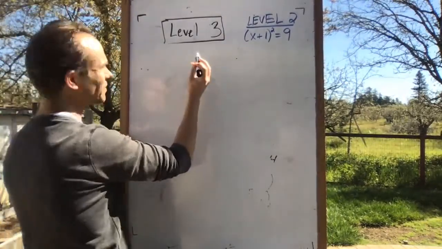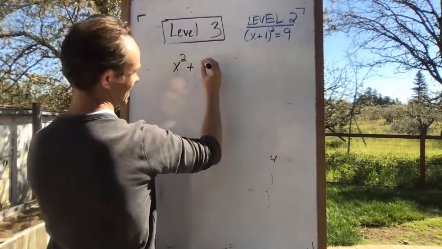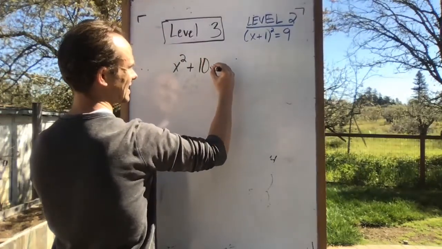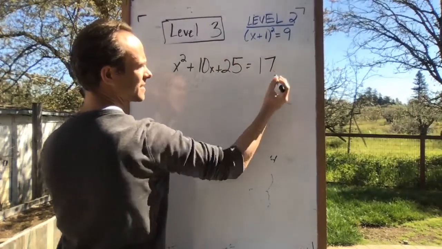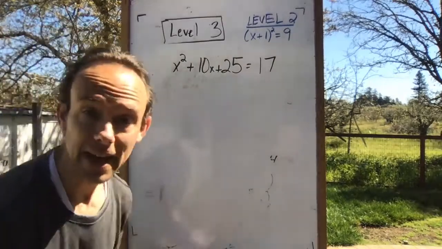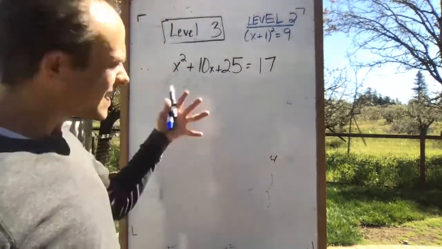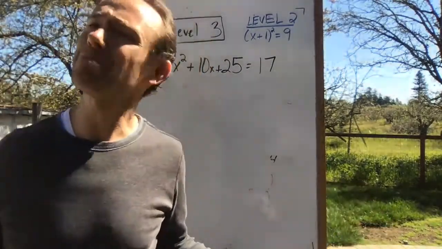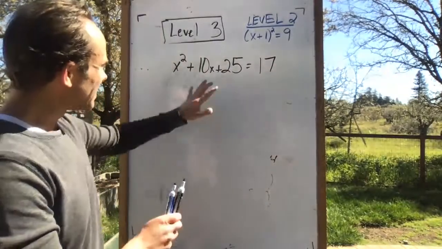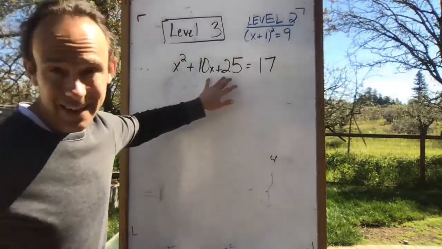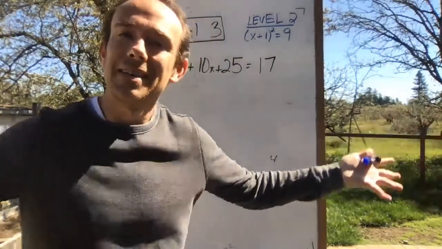All right. So here's another level 3. Let's do x squared plus 10x plus 25 is equal to 17. Now, if you've been working with perfect square trinomials, you might already be looking at this and be like, Mr. Mill, that's another perfect square trinomial. Because one of the things you're going to see is that in level 3, they start off as perfect squares already. And in level 4, they're not perfect squares, and we just make them perfect squares. Because that's what we do.